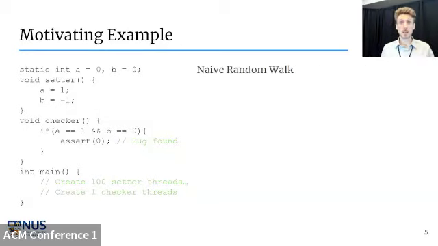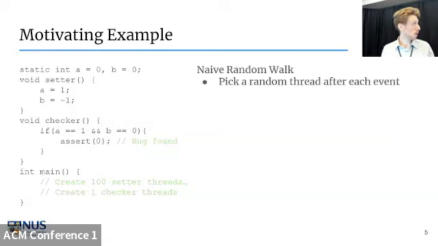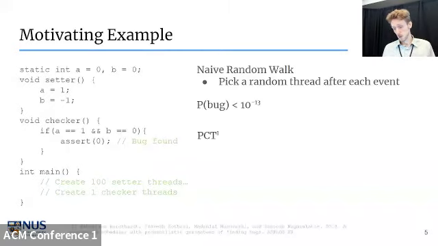If we take a very naive scheduling algorithm where we just pick a random thread after each event, maybe each instruction, we actually have a very low probability of finding this bug. Intuitively, this is because we have 100 setter threads that are all being created before the checker thread even gets started up. So the probability that we're not going to have at least one of them execute to completion is very, very low. But we can do better than just a completely naive approach.